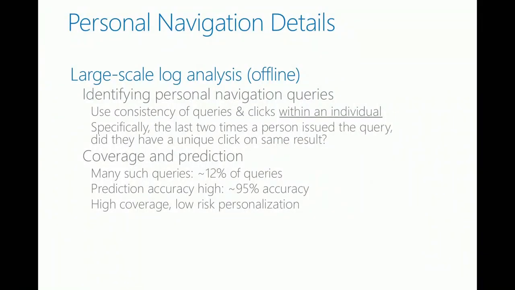And so there were a number of experiments done to, first of all, identify the potential here. And this was done through large-scale log analyses. And what you can see is that there's a trivial algorithm, like 10 lines of code, that will tell you when something looks like a personal navigation query. It's when a person issues a query and clicks on one and only one result.